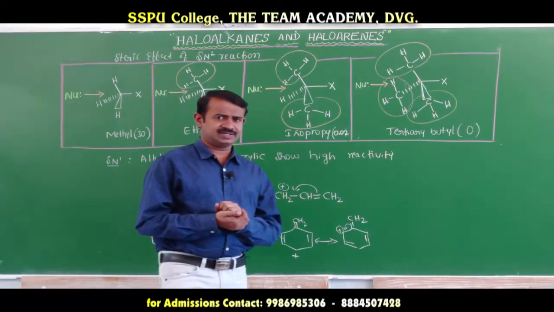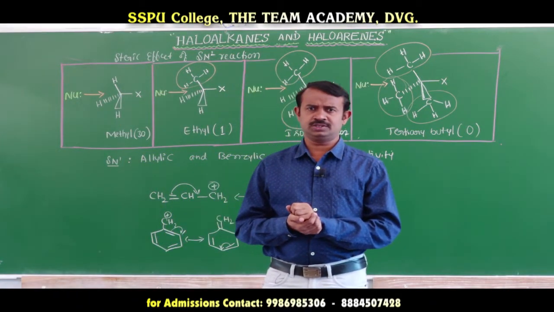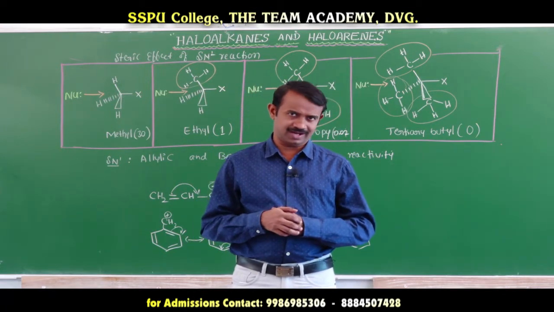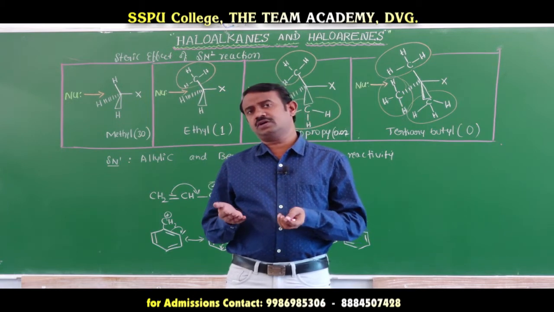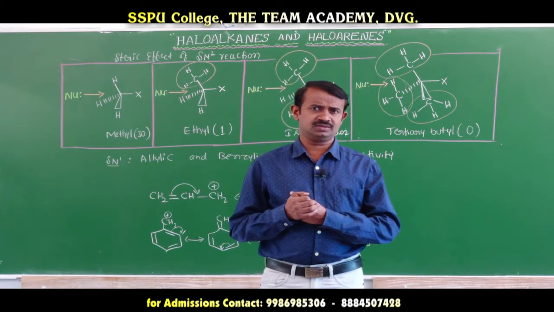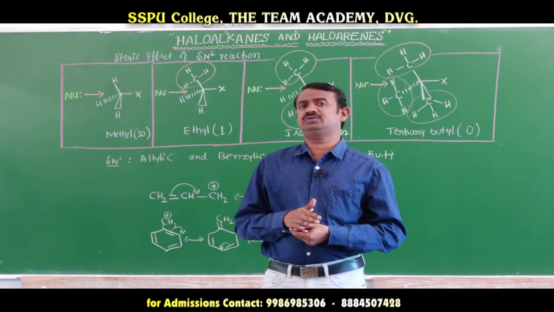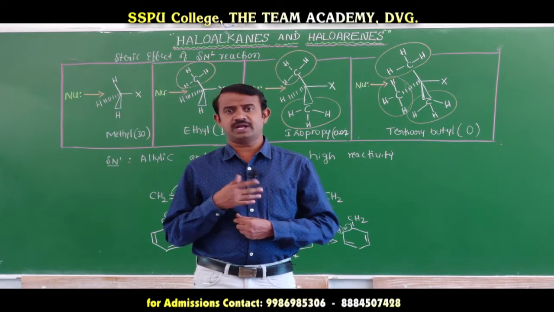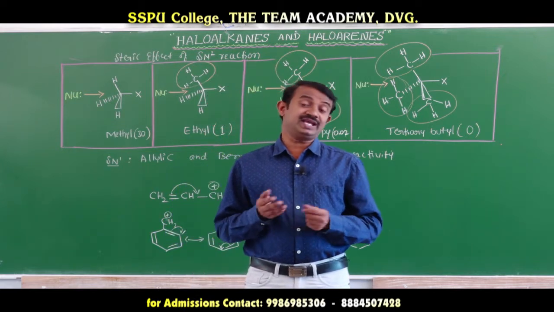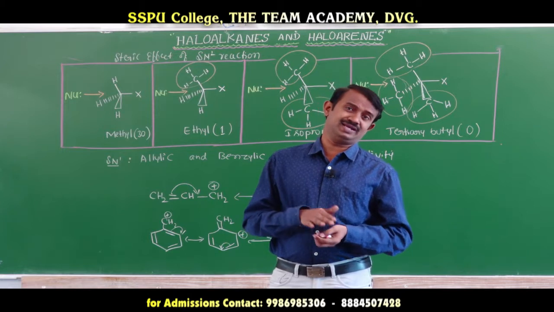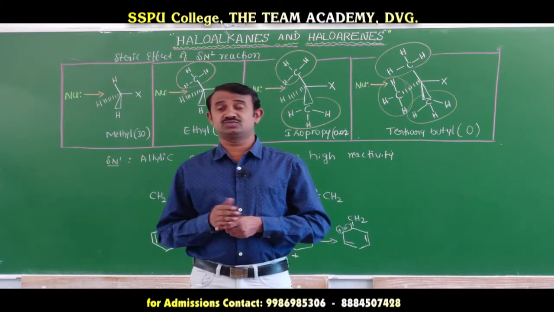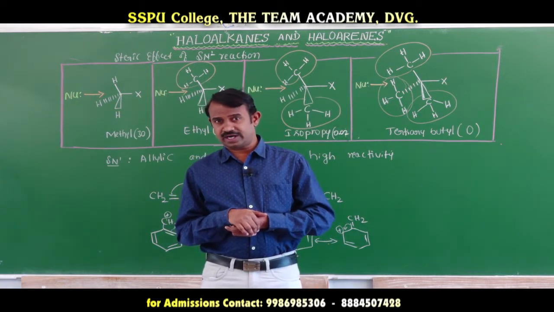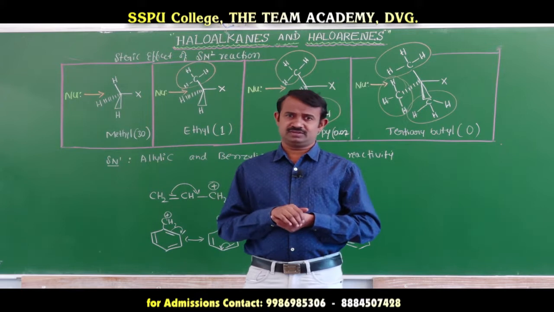In the previous class we discussed SN1 and SN2 reactions, nucleophilic substitution reactions, unimolecular and bimolecular. In the SN1 reaction, tertiary carbocation is more reactive than secondary carbocation, and secondary carbocation is more reactive than primary carbocation. In the SN2 mechanism, methyl is more reactive than primary, primary is more reactive than secondary, and secondary is more reactive than tertiary.